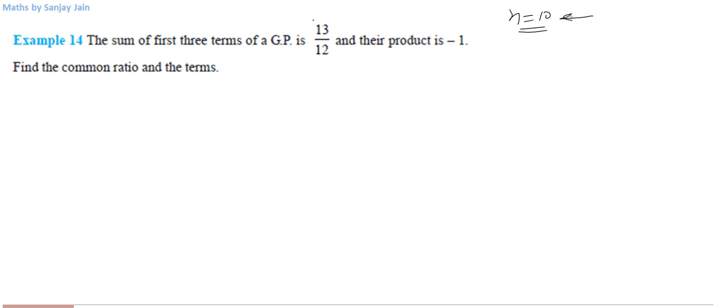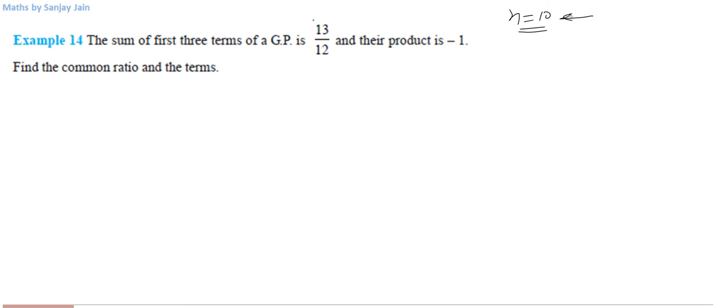So to find the terms, what were the terms? A by R, A and AR. What is A by R? First I am considering this to be my common ratio, -4 by 3. So minus 1 divided by minus 4 by 3. A is minus 1. A into R is minus 1 into minus 4 by 3. So one of the GPs will be this. This will be 3 by 4, minus 1, 4 by 3, right? When the common ratio is minus 4 by 3.